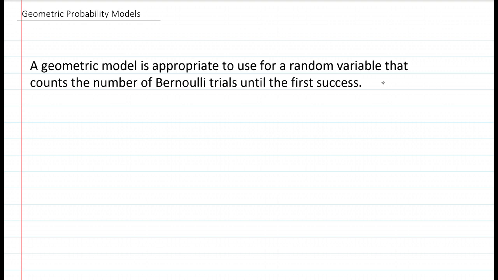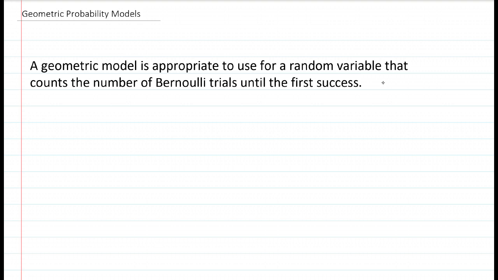Bernoulli trials, as we know, have to have only two possible outcomes: success, that's p, and failure, q, which can be defined as 1 minus p. The probability of success, p, must be constant for each trial, the same for each trial, right? And each trial has to be independent of the other trials. So let's take a look at geometric models and the formulas.